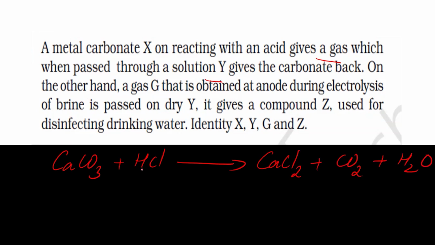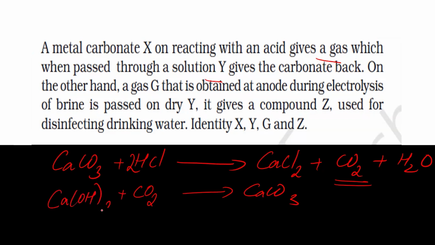Metal carbonates react with acids and you get a salt, carbon dioxide, and water. So which gas is that? Carbon dioxide gas. And when you pass this gas through a solution Y, it gives the carbonate back. Carbonate means calcium carbonate. So what will be this Y? Y will be a solution of calcium hydroxide, Ca(OH)2. With calcium hydroxide, you will be getting carbonate and water. So this is X.